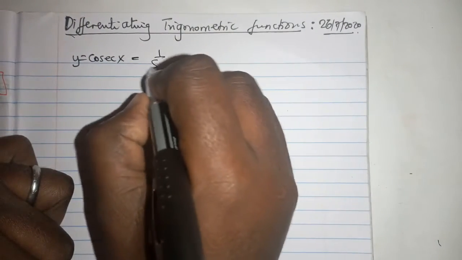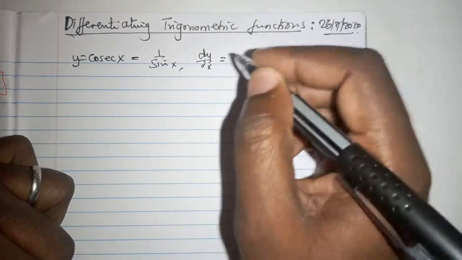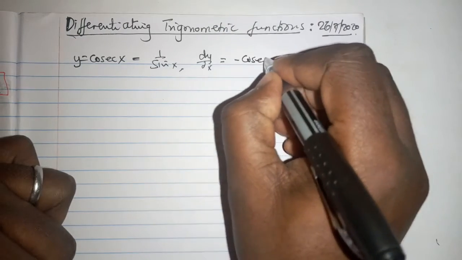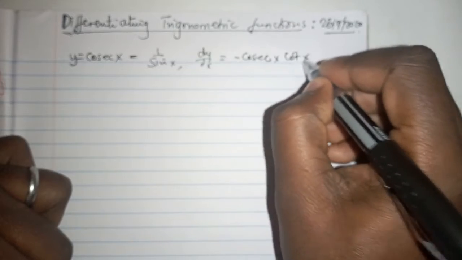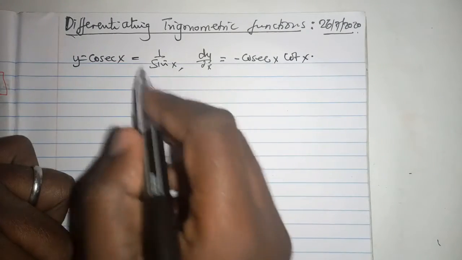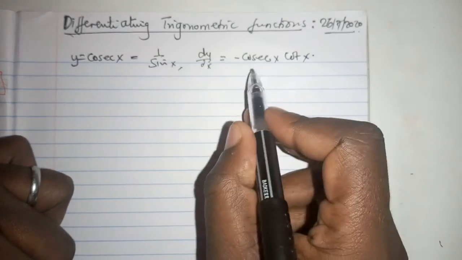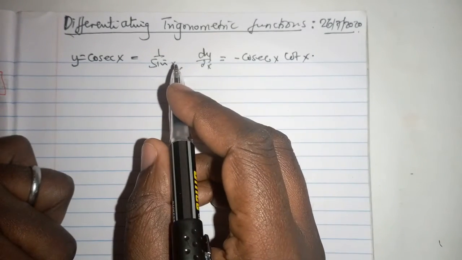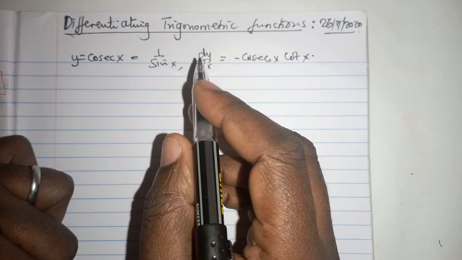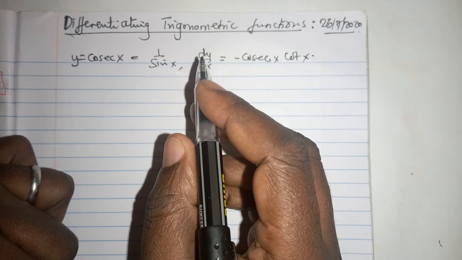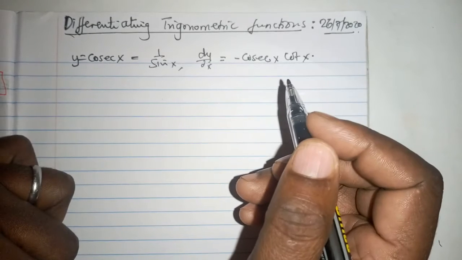which is 1 over the sine of x, then dy/dx is equal to negative cosec x cot x, using of course the quotient rule. And that takes us to this differential, and we are told that you can use similar techniques to differentiate sec x and cot x, giving you the following general results.